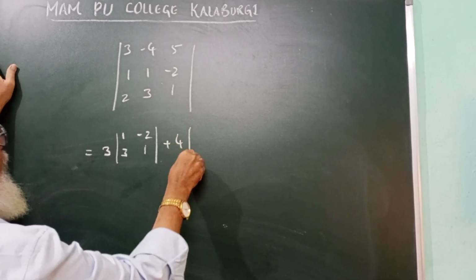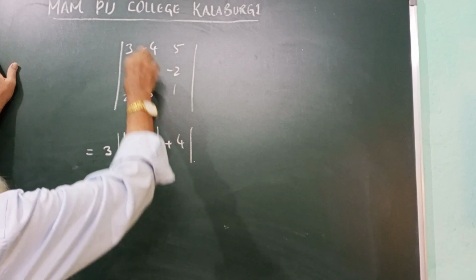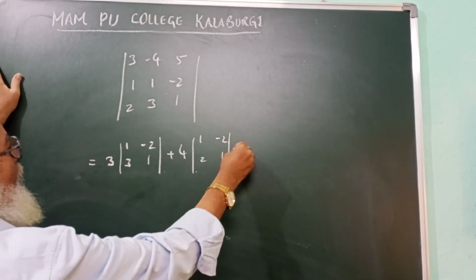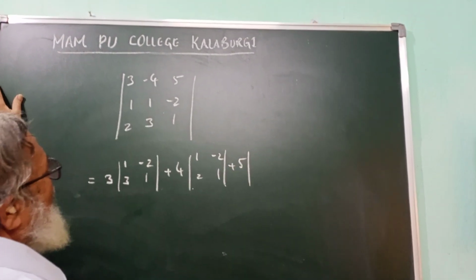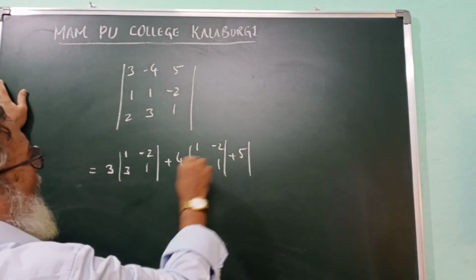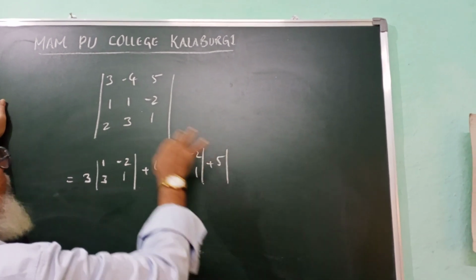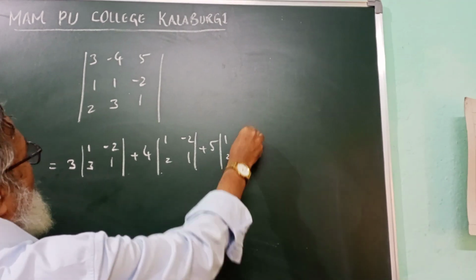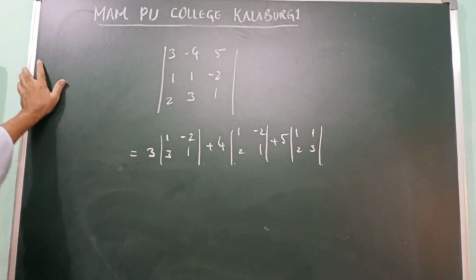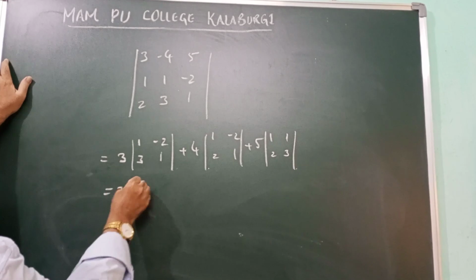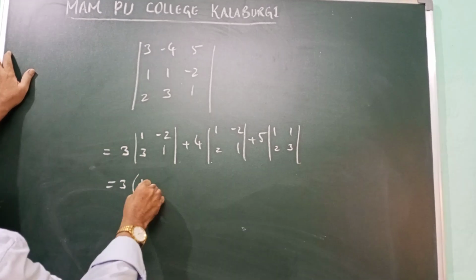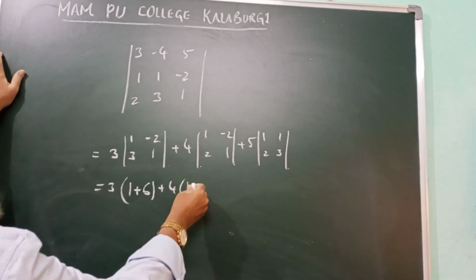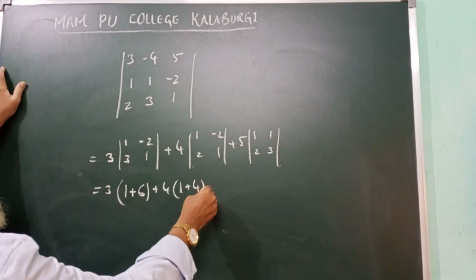Plus 4 here. And then delete the column, delete the row. 1, minus 2, 2, 1. Plus it is 5 into, we know it is a plus sign, 1, 1, 2, 3. Expand it. First we expand the second order. It is 1 minus of minus, it is plus 6. 4, it is 1 minus of minus, plus 4.